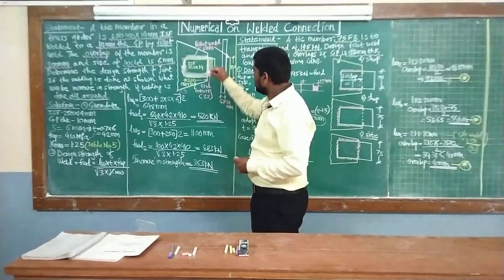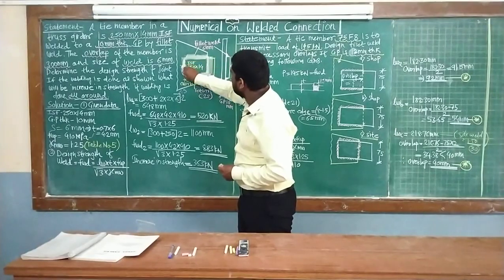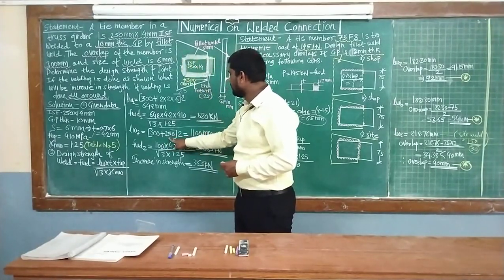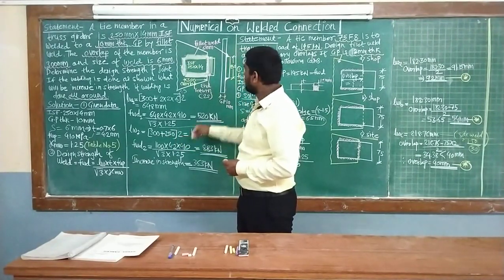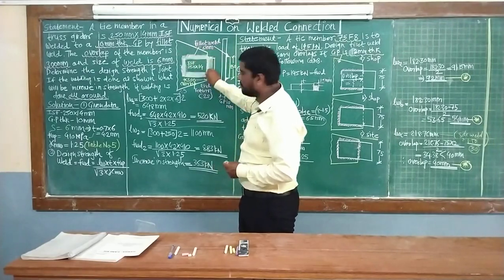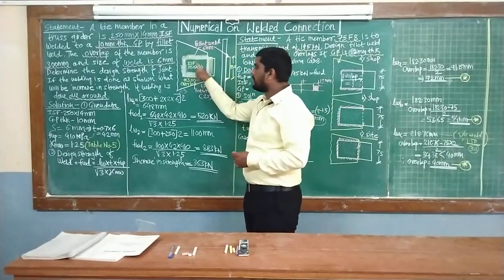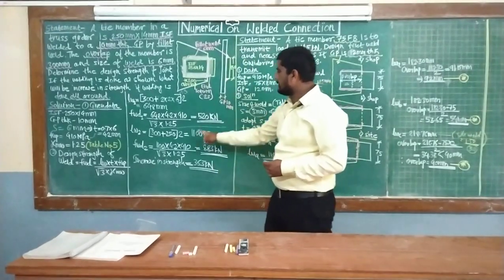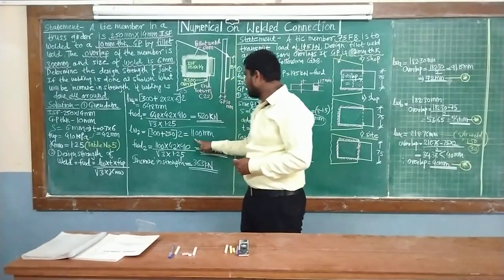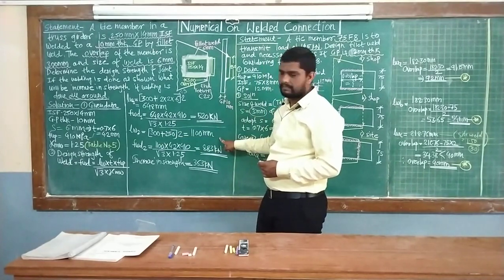So 300 plus 250 vertical, so (300 plus 250) multiplied by 2. Why? 300 plus 300, 250 plus 250. Means all 4 edges will be covered in the second case. So the length of the weld is 1100 mm.